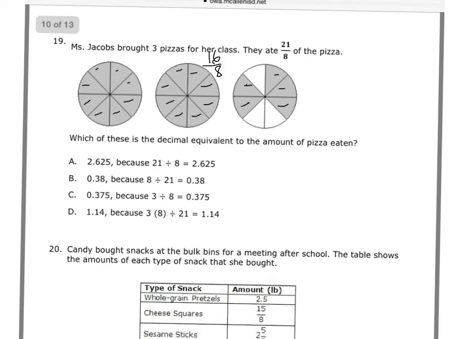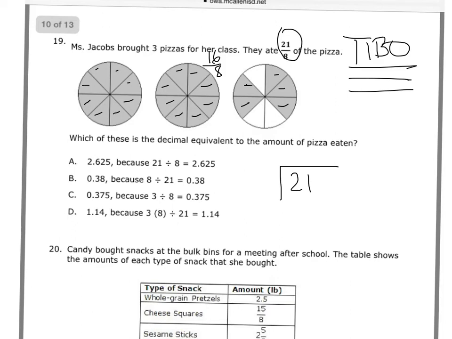Okay, so anyway, which of these is the decimal equivalent to the amount of pizza eaten? Okay, so they're saying change that to a decimal. Those of you that have Mr. Lozano, you've been doing this for quite a while now. Tebow, top in, bottom out. 21 divided by 8.